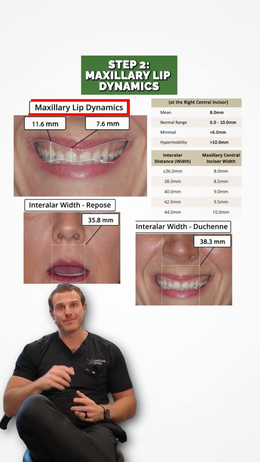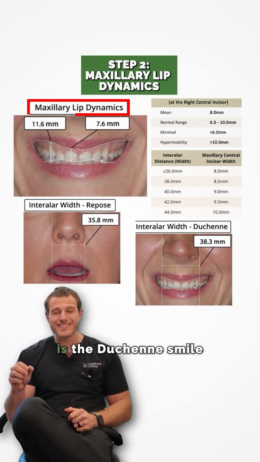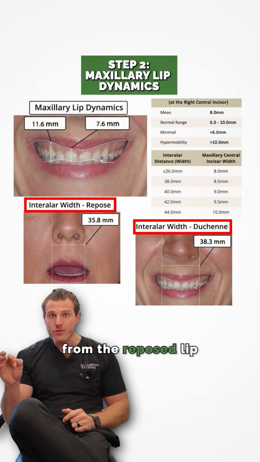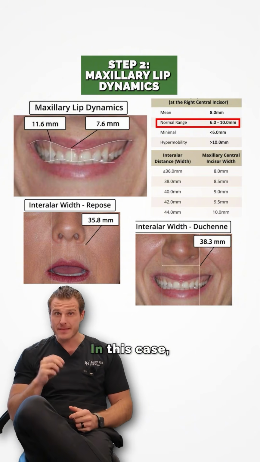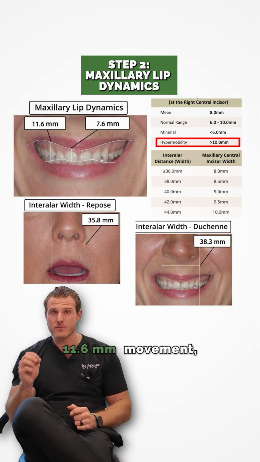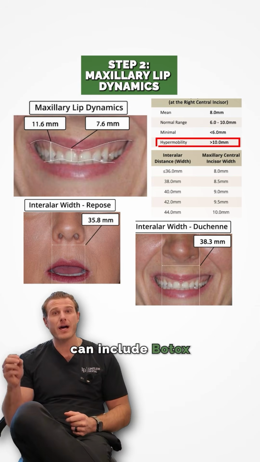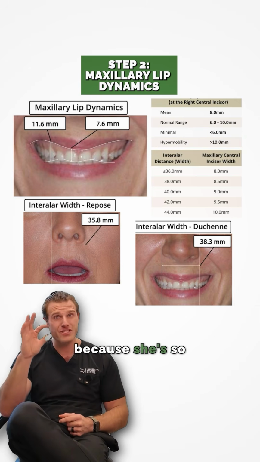Step 2, maxillary lip dynamics. The second step is analyzing the maxillary lip dynamics. And what this looks at is the Duchenne smile compared to the repose. It measures the distance from the repose lip to the Duchenne lip. And this average number is typically 6 to 10 millimeters. In this case, the patient had 11.6 movement, which is a slightly hypermobile lip. Treatment to reduce lip mobility can include Botox or potentially lip repositioning surgery. In this case, we're not going to really bother because she's so close to the norm.